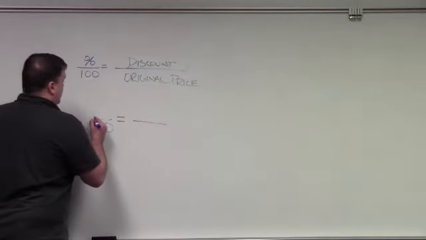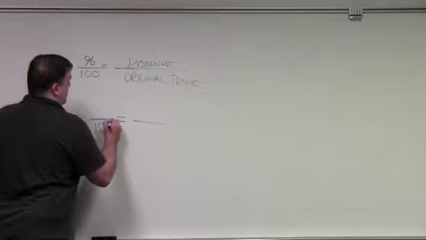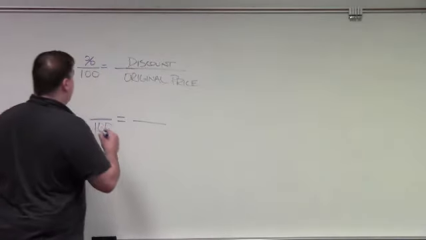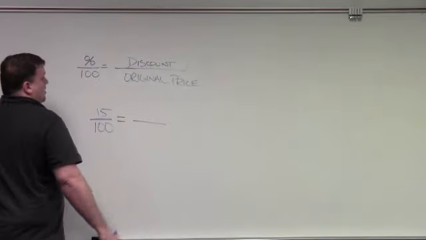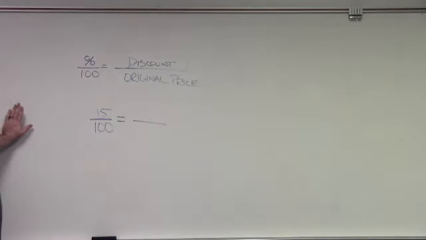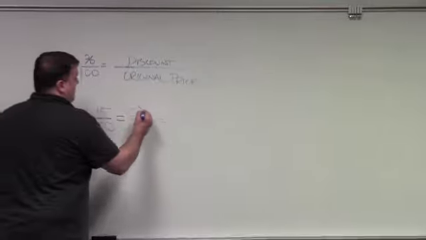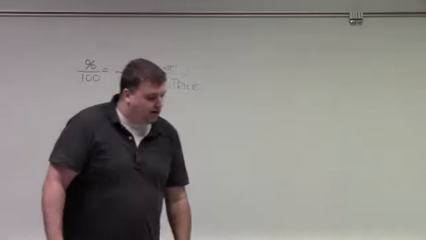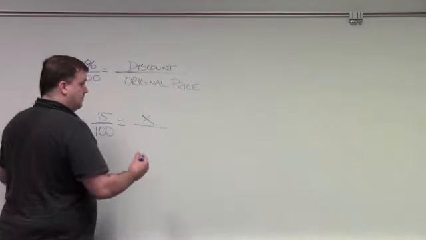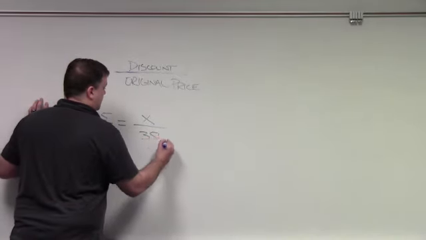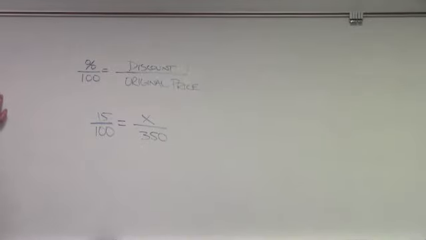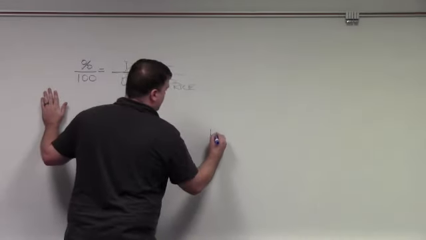So, do we know what the percentage is? It is 15%. Do we know what the discount is? No, that's what we're looking for. When it says marked price, that's the original price. That's the $350. Cross multiply and divide: 15 times 350. Let's do that real quick.